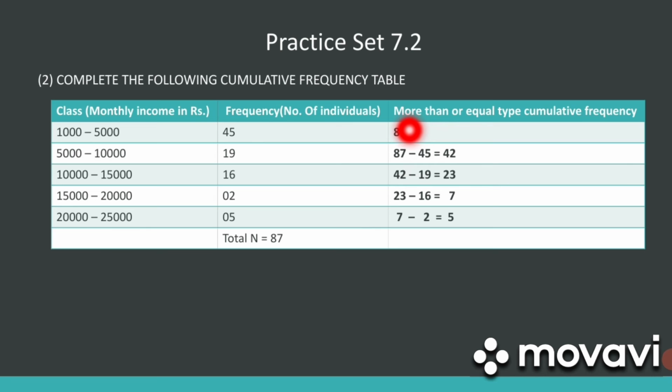Therefore, for the cumulative frequency more than or equal type, the cumulative frequency of the last class is equal to the frequency of that class.